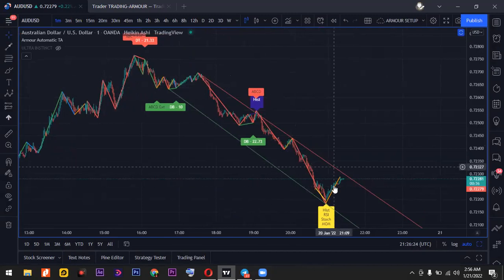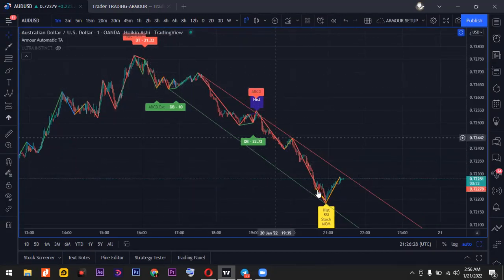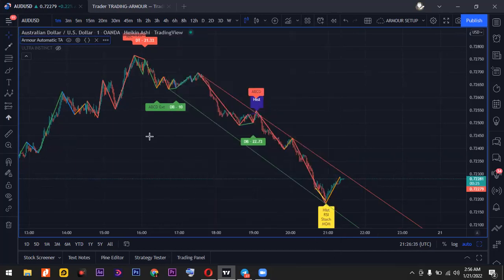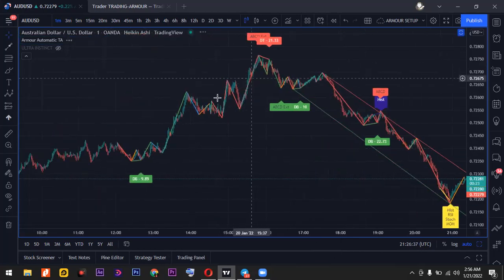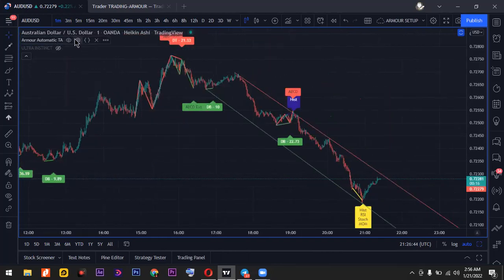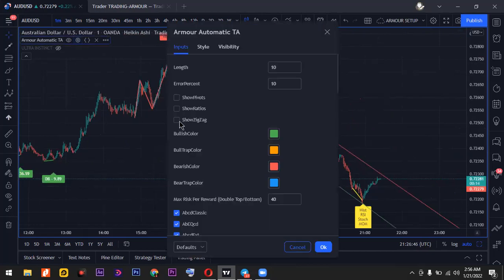No, don't wait for the tool to tell you what this is. We can detect it manually. That's why I added the zigzag function. If you disable zigzag, click OK, you will see these lines will be disabled. See, no more lines here, no more zigzag. That's why I added these lines, so we can detect the patterns manually.